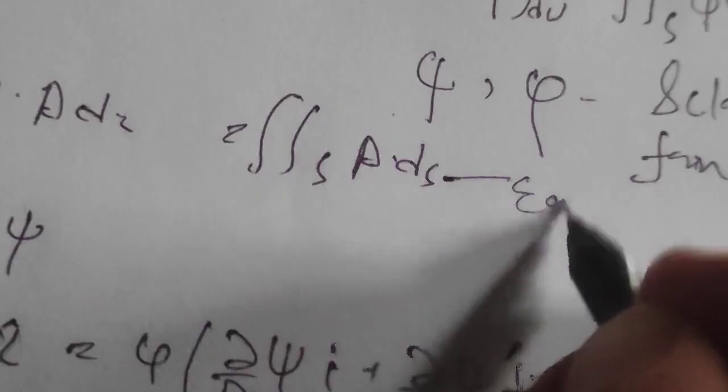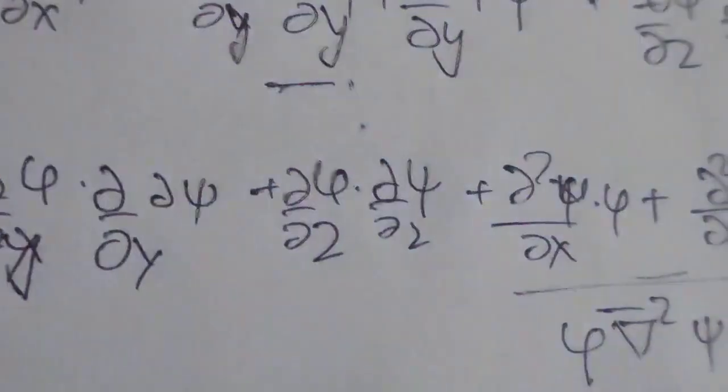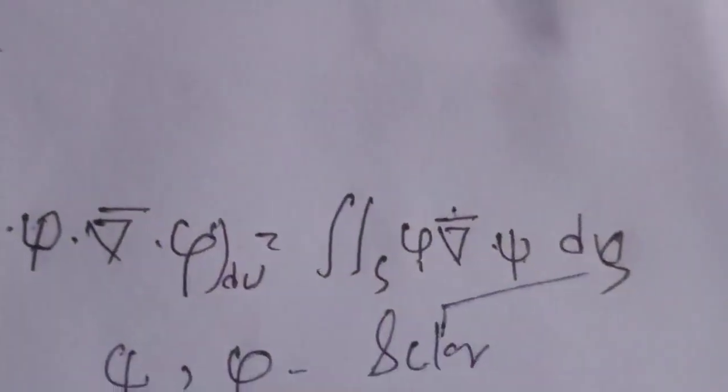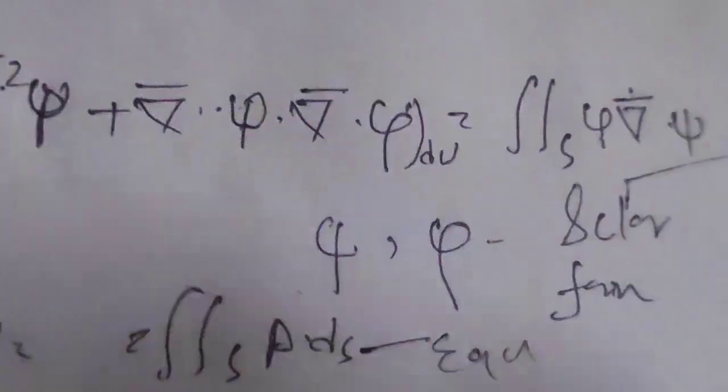Okay, so this is the overall Green's theorem, which is very beautiful. And here phi and psi are scalar functions.